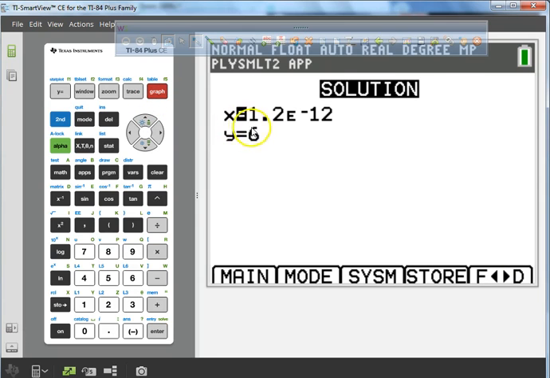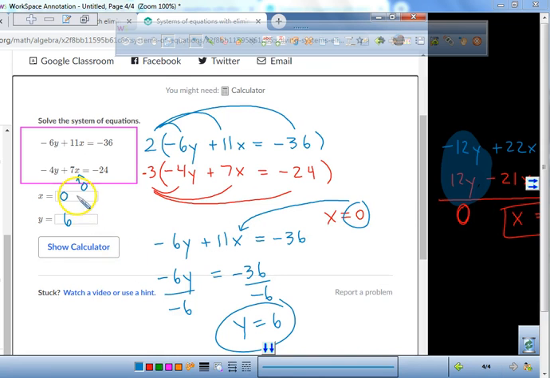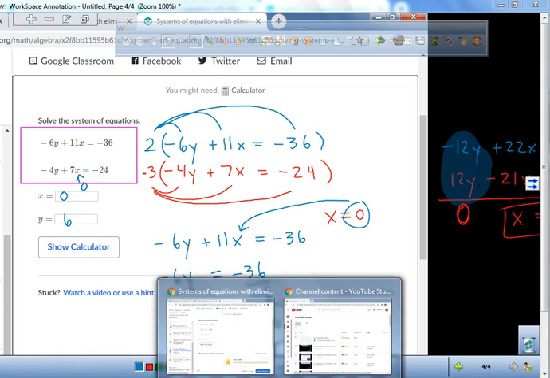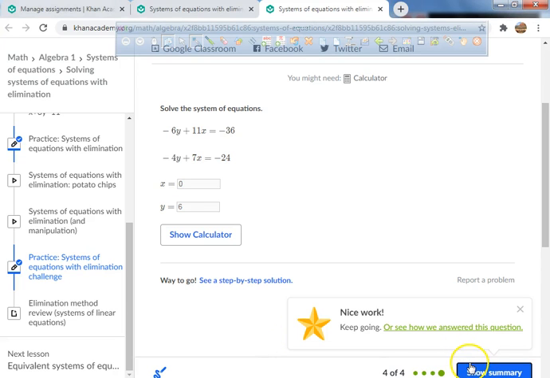Now, you're probably wondering, what is this? By the way, this is really, really close to 0. Did you get 0? So right here, this really means 0. And what was our final answer, guys? 0 and 6. Oh, wait, I did type it in. We got it right.